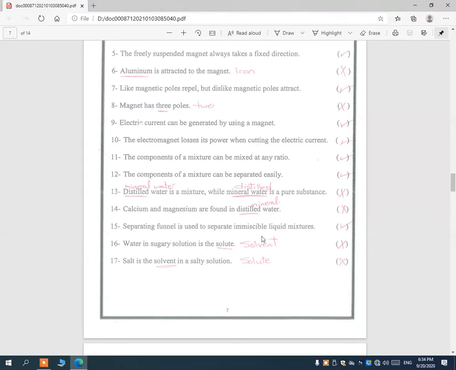Number 16: Water in a sugary solution is a solute. Of course not. Water is a solvent because it is the large amount. Salt is the solvent in a salty solution, of course not. Salt is the solute, which is the small amount, called the solute.